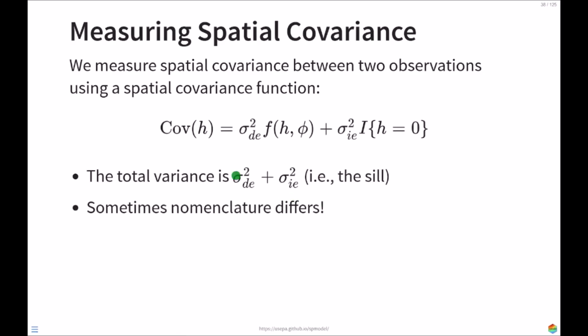So the total variance then of this spatial covariance function is the sum of sigma squared DE and IE. These things control the magnitude of those different spatial and non-spatial pieces. Sometimes nomenclature differs when we're talking about these things. I realize it's a little bit confusing to talk about a spatial covariance function being composed of a spatial piece and a non-spatial piece. Sometimes people just talk about the spatial piece being this, and then talk about the independent piece separately. So you can kind of get those two different things. So just be aware that potentially nomenclature differs depending on which resource you're looking at.